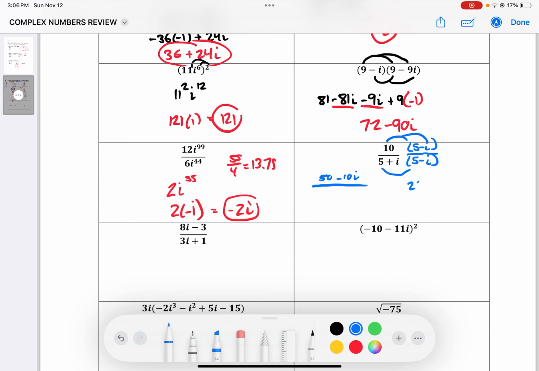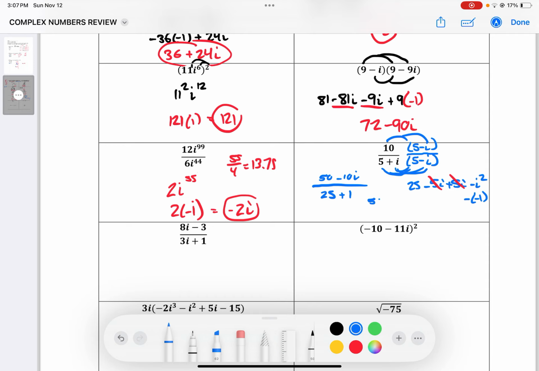5 times 5 is 25. 5 times negative i is negative 5i. i times 5 is positive 5i. And i times negative i is negative i squared. You notice that those two i's will cancel out, right? Negative 5i plus 5i is just 0. So really we'll have 25 minus i squared, but i squared is negative 1. So this is minus negative 1, which is really 25 plus 1.